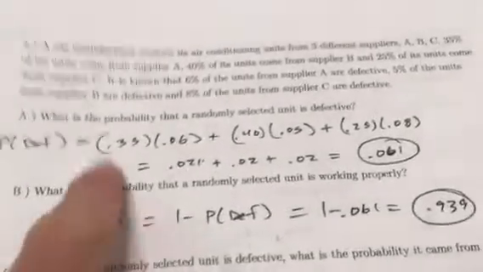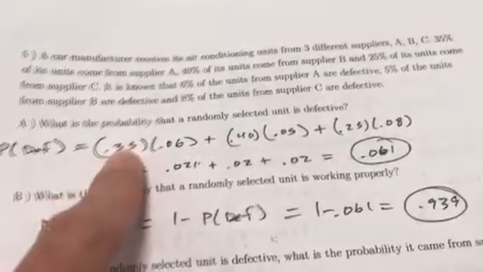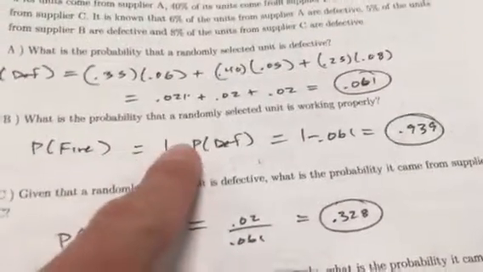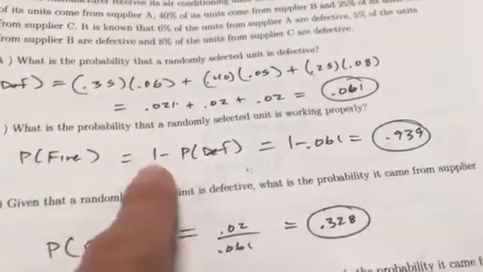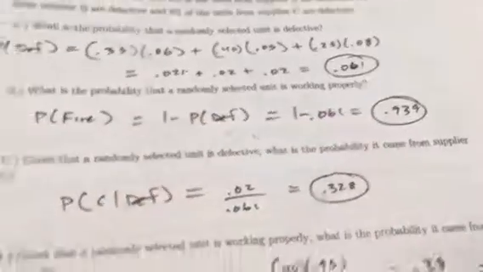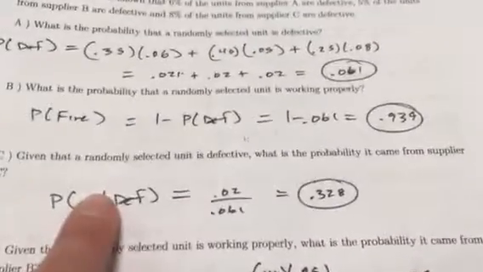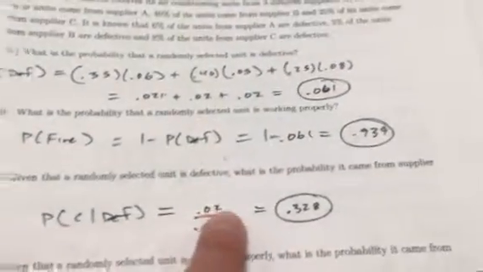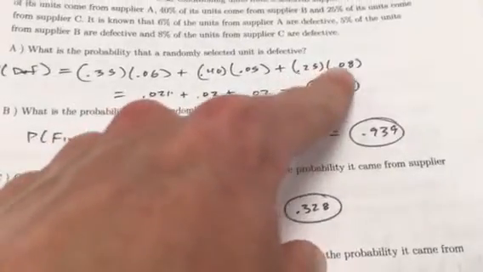All right, take the probability it comes from A times the probability it's defective from A, from B, and from C, giving the overall defective rate. Probability it's fine, it's working properly, is 1 minus the probability it's defective. Given that it is defective, that is the denominator, the 0.061. What is the probability it came from C? That one right there, 0.25 times 0.08.